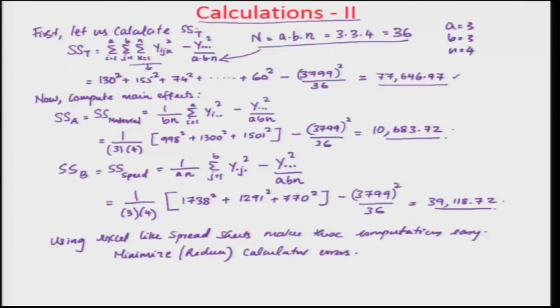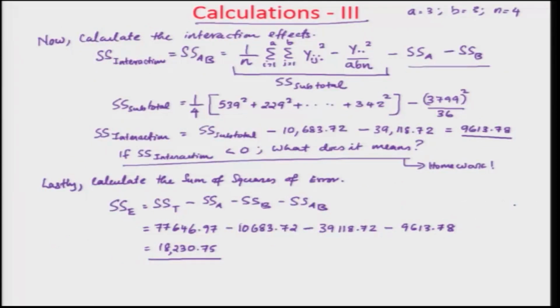If you go back, you have your totals here. This is your SST, the total value, you have your SS of A, your SS of B, and then you have your SS of AB, and your SS of error. With all these values put together, now that the calculations are done, we can create what we call our ANOVA table. So, the next step is to create the analysis of variance table.